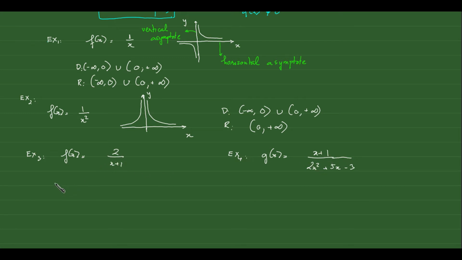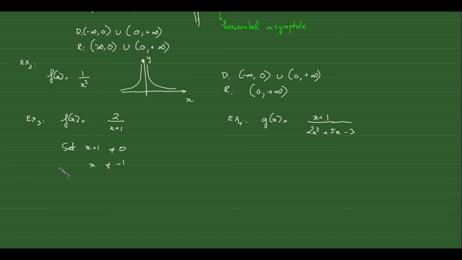So how are we going to find the domain? In order to find the domain, because the denominator cannot be 0, you have to set x plus 1 different from 0. So from here we solve for x. So x must be different from negative 1. And if x is different from negative 1, the domain will be negative infinity to negative 1, not included because it's different from, and negative 1, not included, to positive infinity.